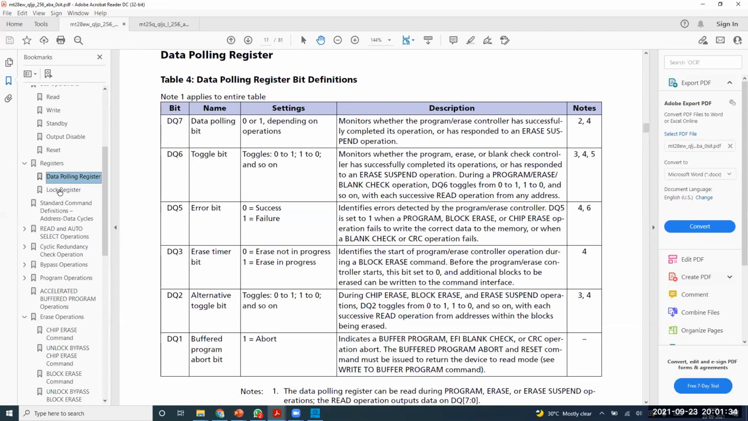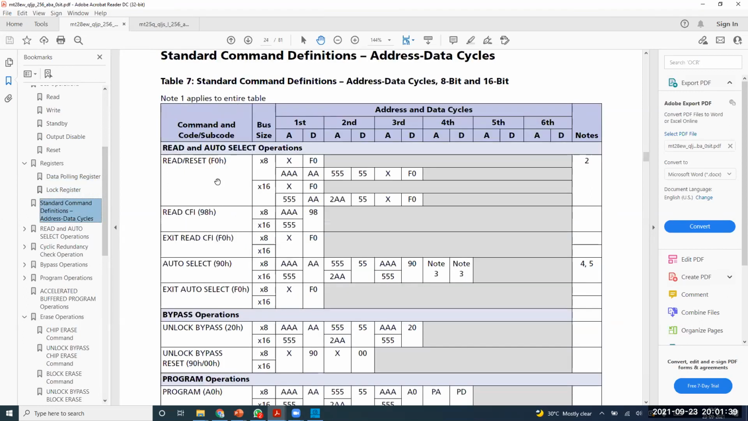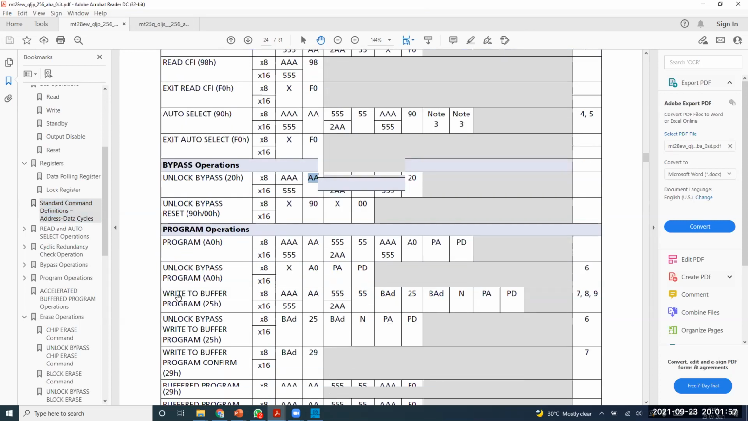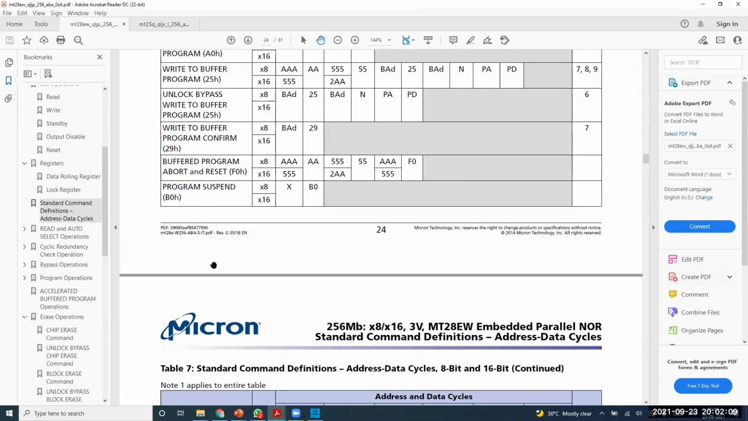And the beauty is they tell you what address to write to. See, this is what they've written: the standard command definition. Read, what you should do. And erase, unblock. What address you should give, what data you should give. You want to erase, program, suspend, write to the buffer. I told you there is a buffer. Write to the buffer. These are all the commands you will learn.